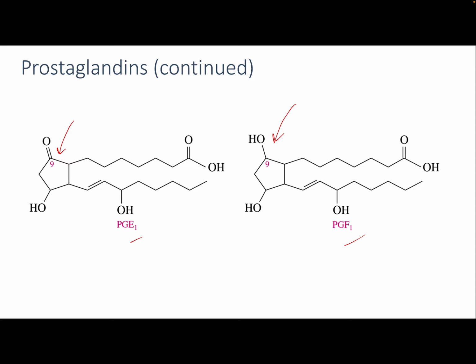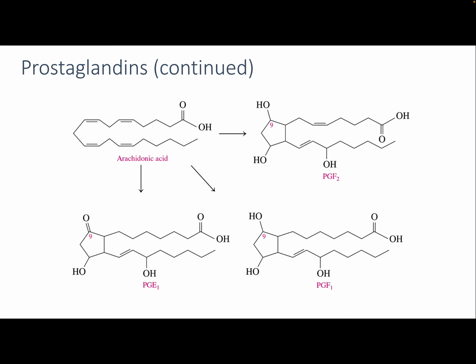And the number of double bonds, I think, is also different, the same? I guess here it's the same. What they're showing here in this number is the number of double bonds. That's what this little 1 is representing. Here's a few more. Or actually, what is this? This is kind of showing the original molecule, arachidonic acid.